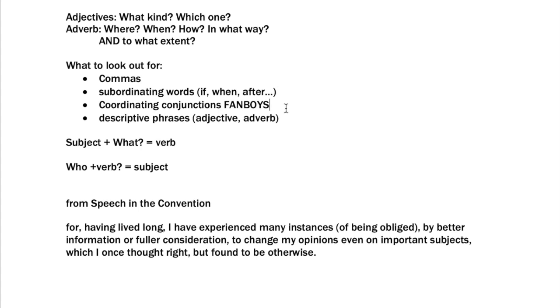And then coordinating conjunctions are just something to be aware of. Coordinating conjunctions are FANBOYS. If you don't know what that is, it's for, and, nor, but, or, yet, and so. And so those can serve a couple different purposes. They can be combining independent clauses, or they can be listing. So if we have, I'm going to go to the store and buy bananas, bread, and peanut butter, then the and is just part of a list.